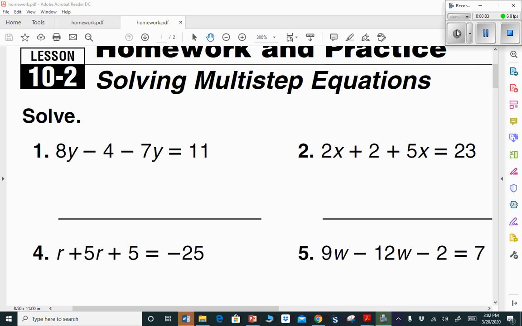Hello again, pre-algebra students. You again are going to take notes today, so make sure you've got your notes ready to go. They should be nice and neat, everything should be numbered, and you write exactly what I wrote. The lesson is 10-2, solving multi-step equations. Go ahead and write that down.